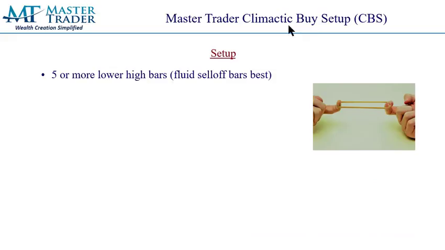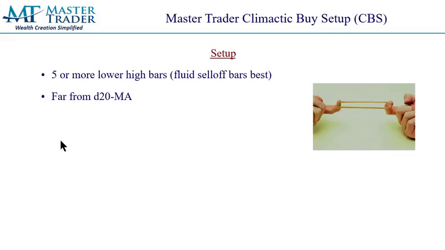This is our definition: 5 or more lower high bars, lower high red bars. We're focusing on the oversold ones right now. More is better because we want this rubber band to get stretched of oversold. I'll show you what fluid means, but the fluid sell-offs are the best instead of gaps and overlapping bars, things of that sort. We definitely want it far from the declining 20-period moving average.